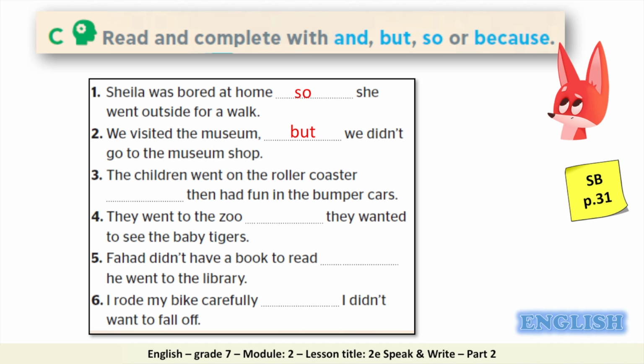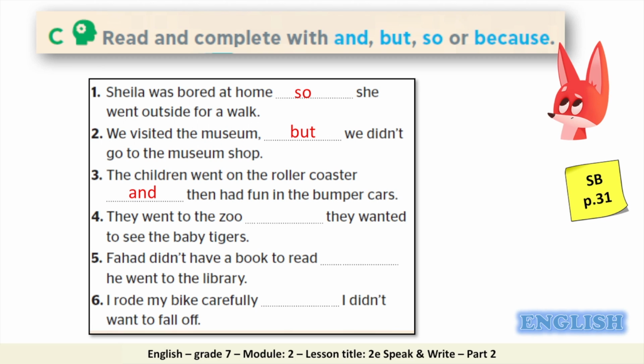Sentence number 3. The children went on the roller coaster, then had fun in the bumper cars. What's the linking word that we use to add information? Very good. And.